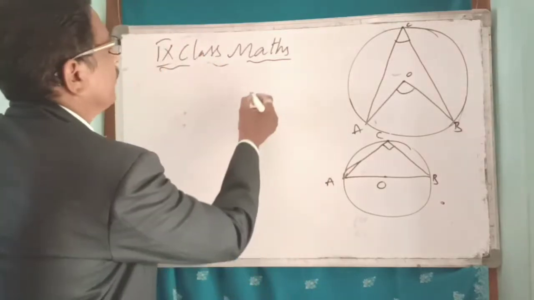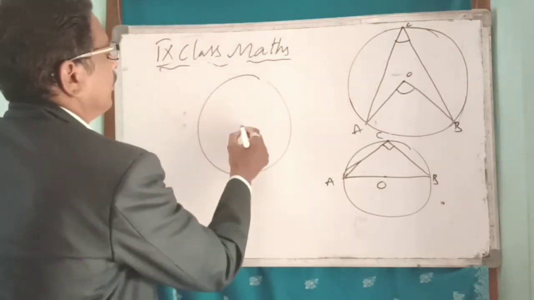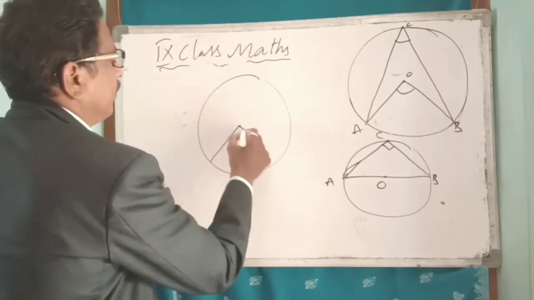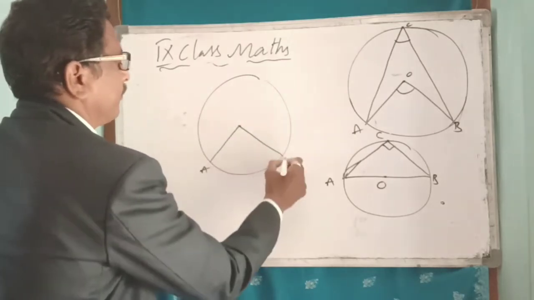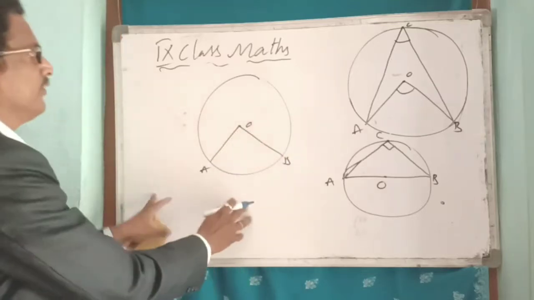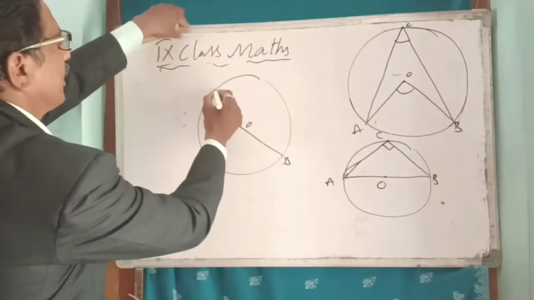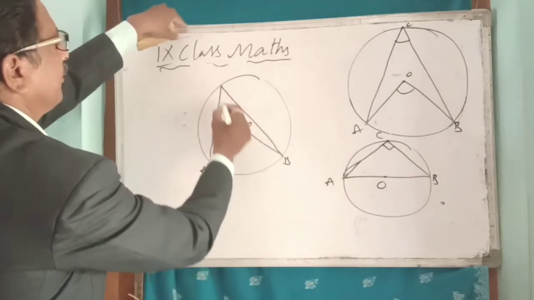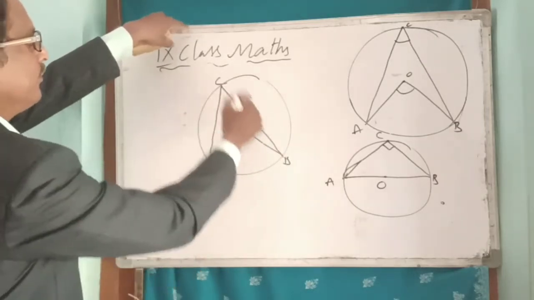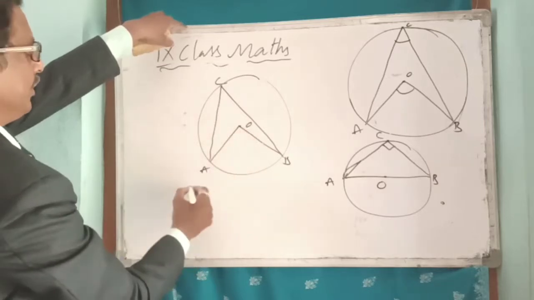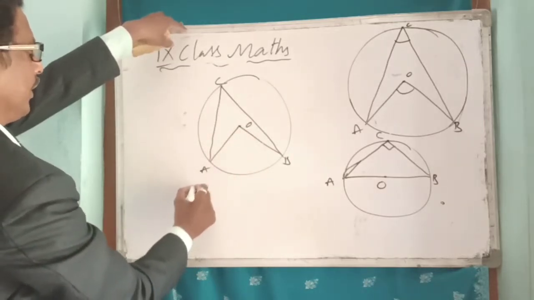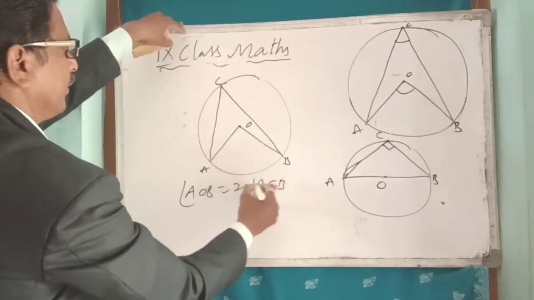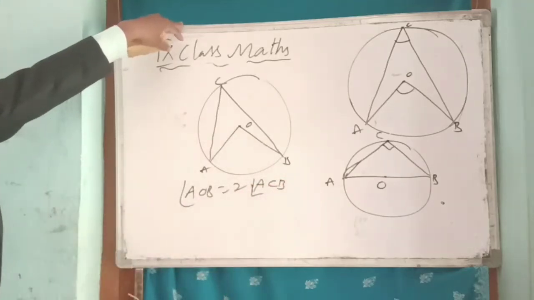And one more here. Angles in the same segment are equal. Suppose here, what is this angle? Here C, here angle ACB. Here angle AOB equals 2 times angle ACB.